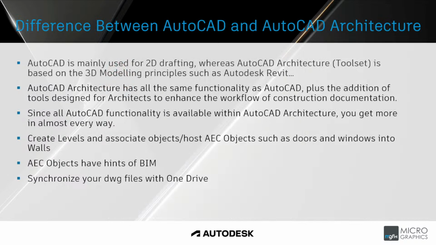Just a brief overview of what the differences are between AutoCAD and AutoCAD specialized toolsets. For this webinar, I will explain a few differences between AutoCAD and AutoCAD Architecture, just as an example. AutoCAD is mainly used for 2D drafting to convey design intent by utilizing lines, arcs, and circles to illustrate the design, whereas AutoCAD Architecture, the toolset, is based on 3D modeling principles similar to Autodesk Revit.